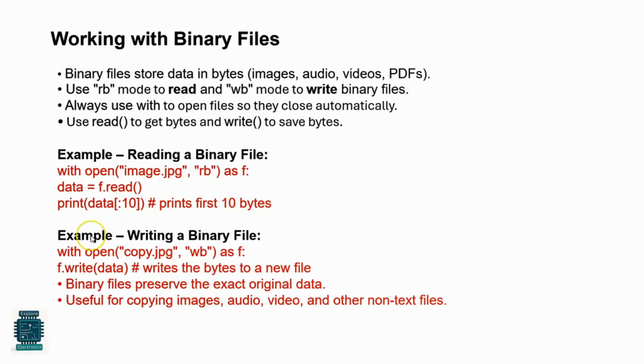Clear? One more example, we have writing a binary file, that is with open. I am using with again here to close it automatically after the usage of that file. With open copy.jpg, wb, which means write binary, as f, f.write data. Here it will write the bytes to a new file. Clear? And binary files preserve the exact original data as it is, and it is useful for copying images, audios, videos, which are non-text files.